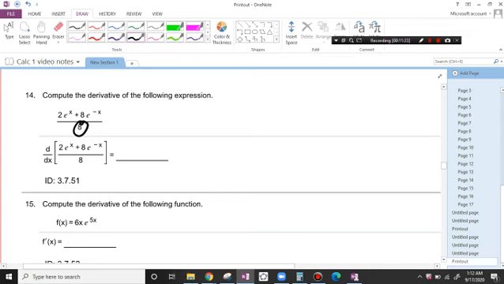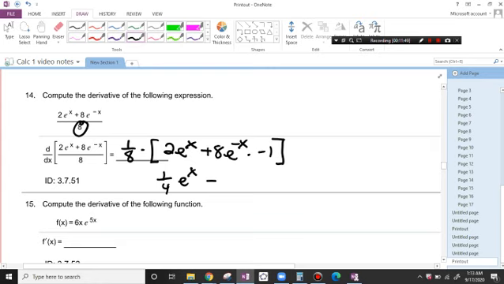This 8 we can pull out of the fraction, so this is 1 over 8 times the derivative of 2e to the x is 2e to the x. The derivative of 8e to the minus x is 8e to the minus x times the derivative of minus x, which is minus 1. This is one we'll simplify. This is 1/4 when you distribute e to the x minus e to the minus x. I think, again, you can put in either one and it should be fine.